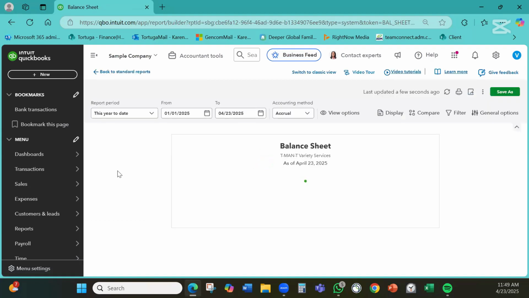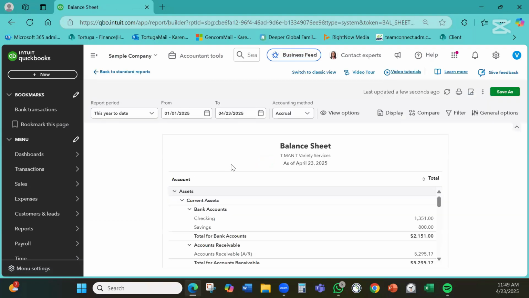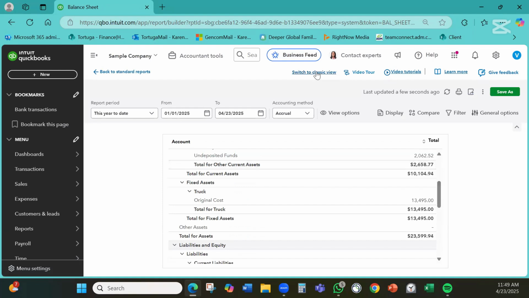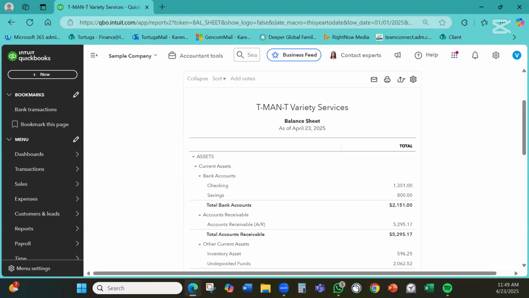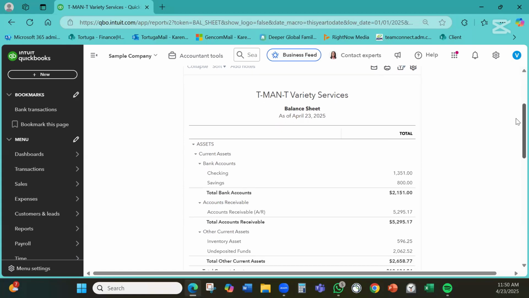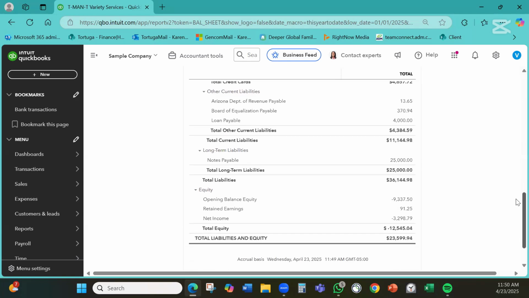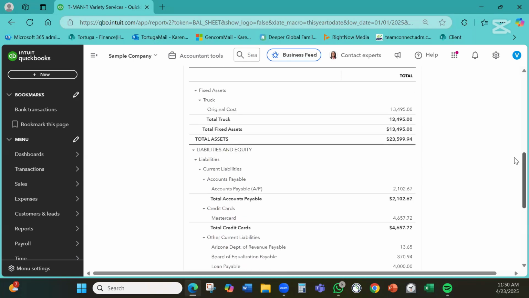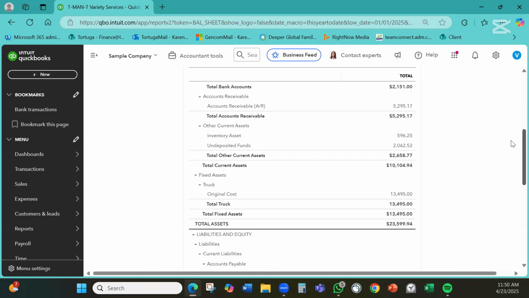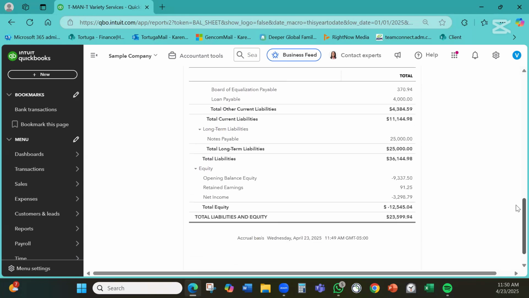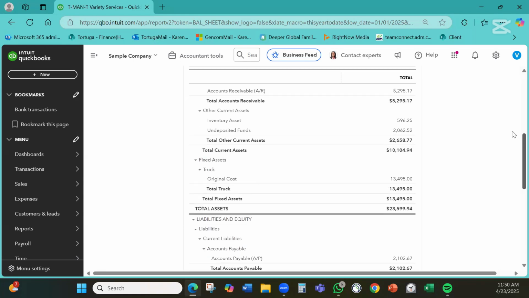Remember, this is the information that is in there already. So you need to make sure that your information is set up properly. I'm switching to classic view because I prefer using that than this new view that I have. All right, so you see your assets, your liabilities, and your equity. You see all of them there. 23,599, 23,599. You have a balanced balance sheet.